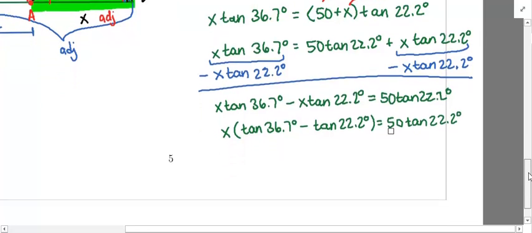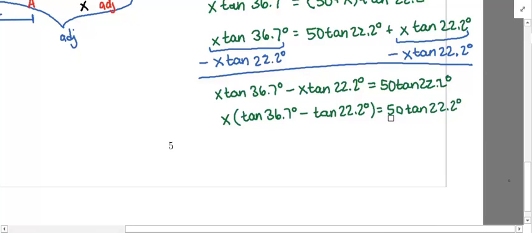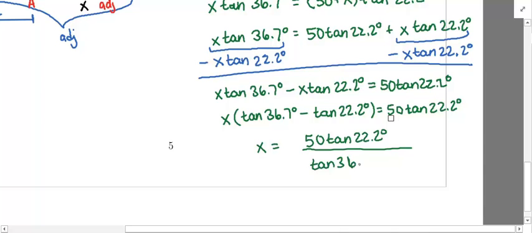Okay, now this quantity that X is being multiplied by, tangent of 36.7 degrees minus tangent of 22.2 degrees, that is just a number. If you pop it into your calculator, that's what X is being multiplied by. So to solve for X, we just need to divide off this number. Okay, so X is going to be 50 times the tangent of 22.2 degrees over the tangent of 36.7 degrees minus the tangent of 22.2 degrees. Okay, so that's going to give us our x value.